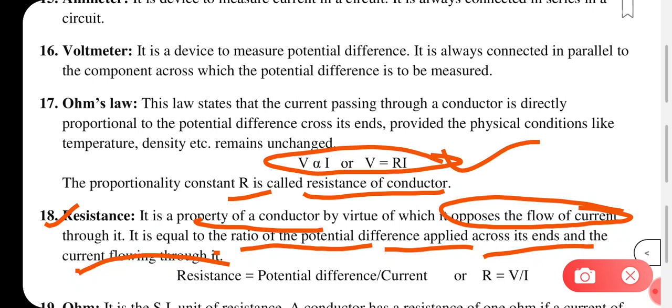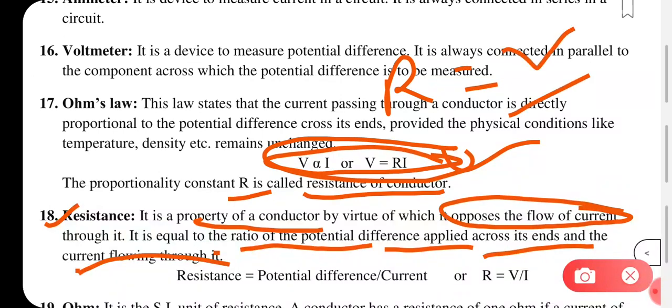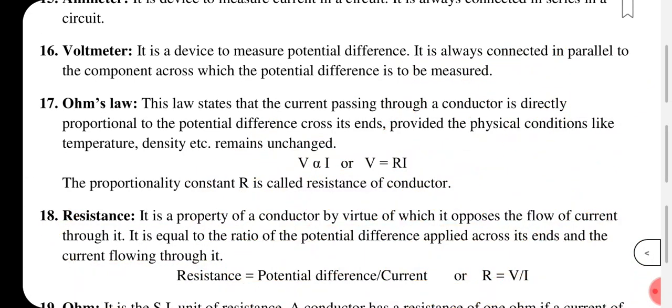From this, you need to remember only this: V is equal to IR, or potential difference is directly proportional to I. R is our proportionality constant. So if it is asked to find R, R will become equal to V upon I. Remember this, then you can find out whichever value is unknown.